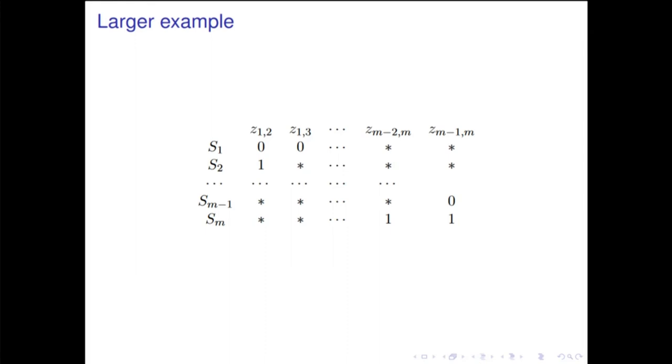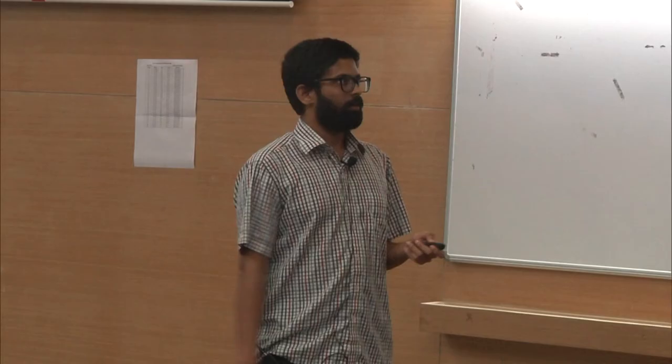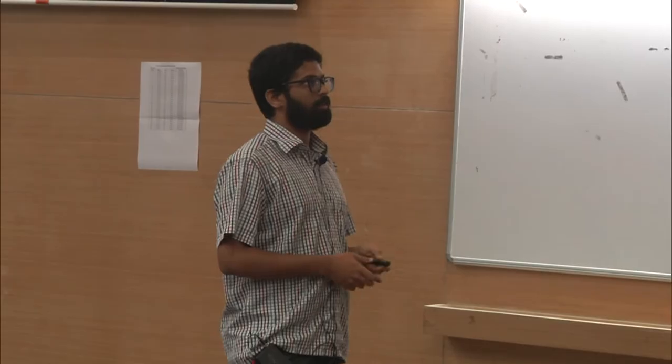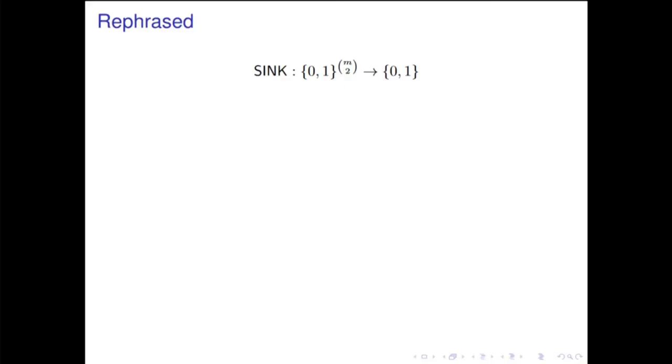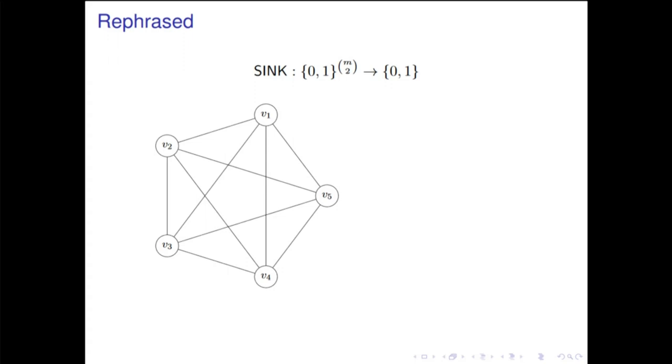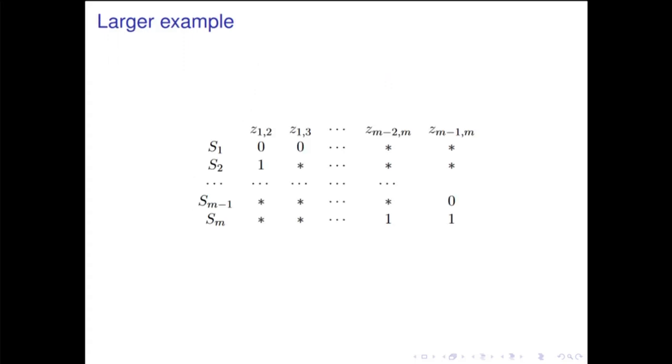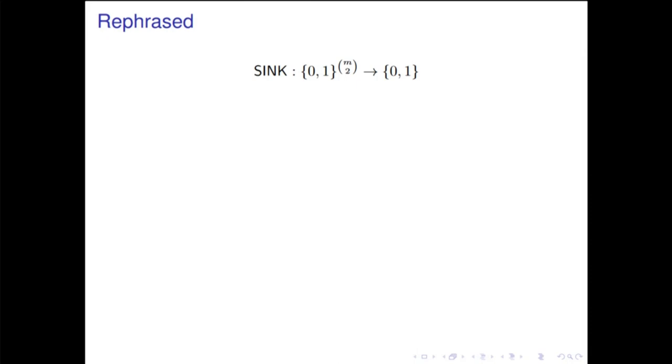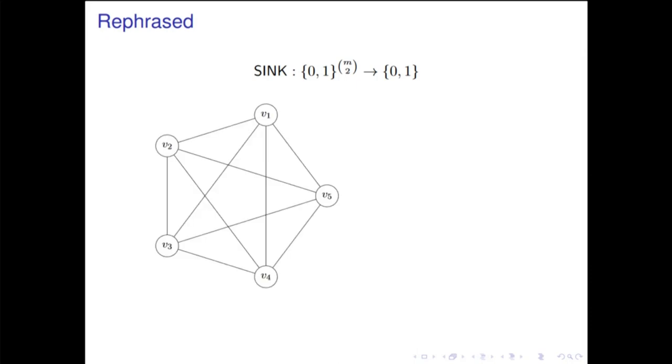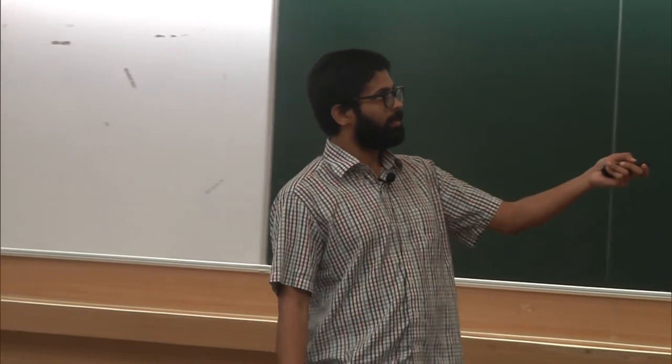And this example can be rephrased in a much prettier representation, which is the sink function. So the sink function has a nice description. It's on M choose 2 bits, which is exactly the same as the number of bits we needed in this example. It's to be thought of as you have a complete graph on M vertices, and you put your variables on the edges of this graph. So Z12 is put on the edge between V1 and V2, and Zij is put between Vi and Vj. And when you assign a value to these M choose 2 variables, we want to know what the output is. So let's just assign some values.